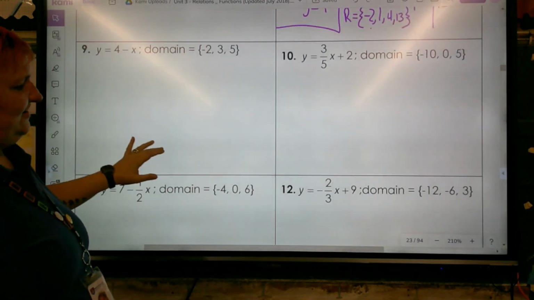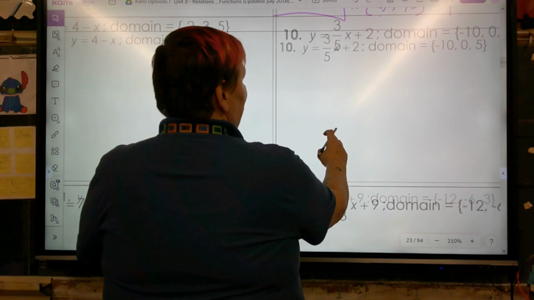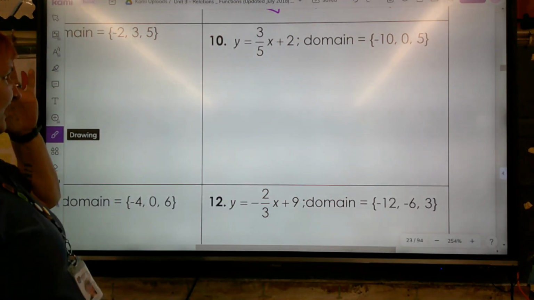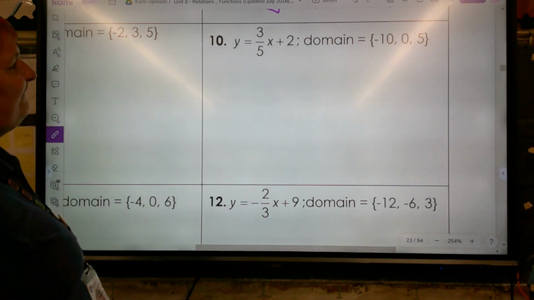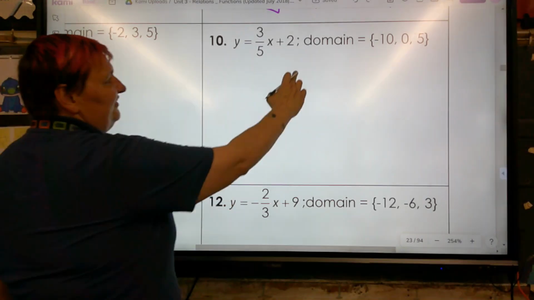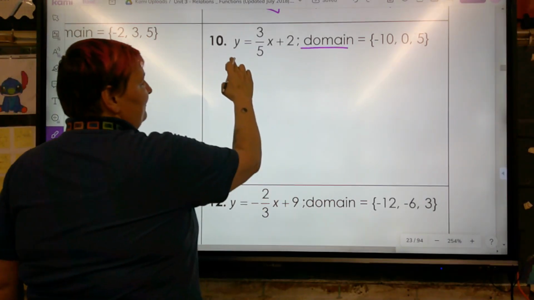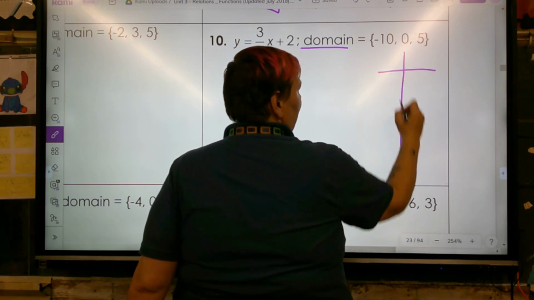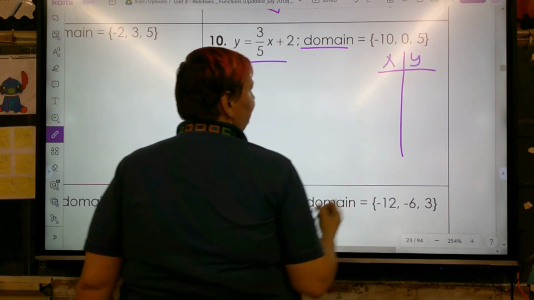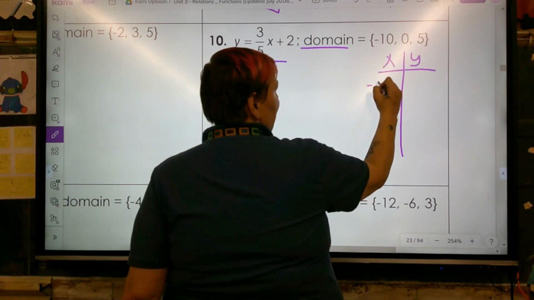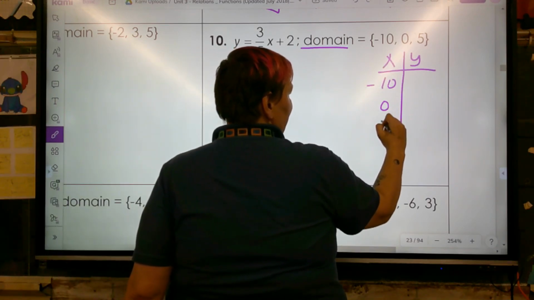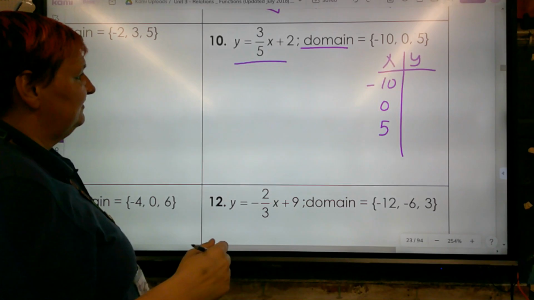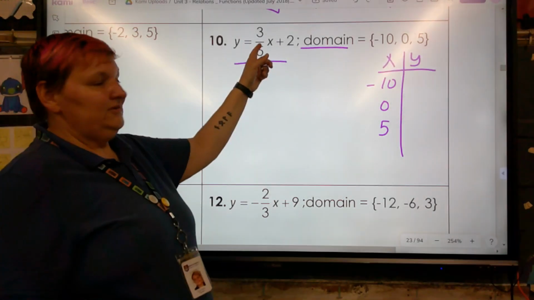All right, let's look at number 10. Same thing. It's going to give you the x values and wants you to find the y values. See, it gives you the x values and the function. So create your table, x, y. Your x values are -10, 0, and 5. This time you only have to solve it 3 times. And one of them is super easy.